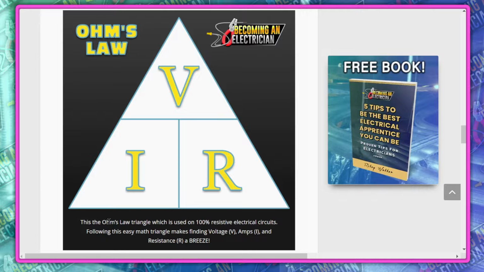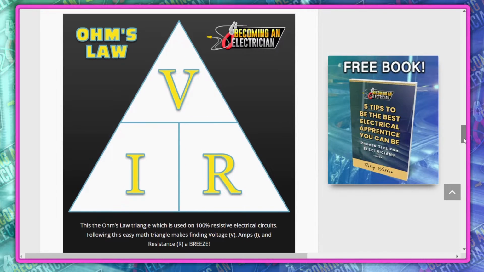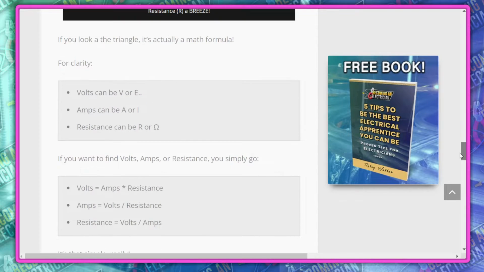But again, I'm just telling you right here that Ohm's law is just like a math triangle, and it makes things a breeze. It's so easy. You just go volts divided by current gives you resistance. And if you make that T, that's what the T is, okay? And I think that's it for this article. I break it down right there for you as well.